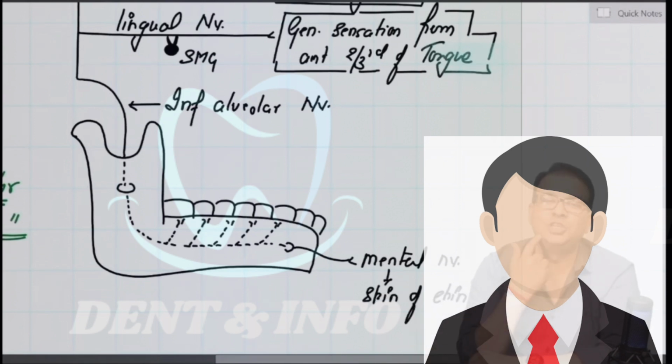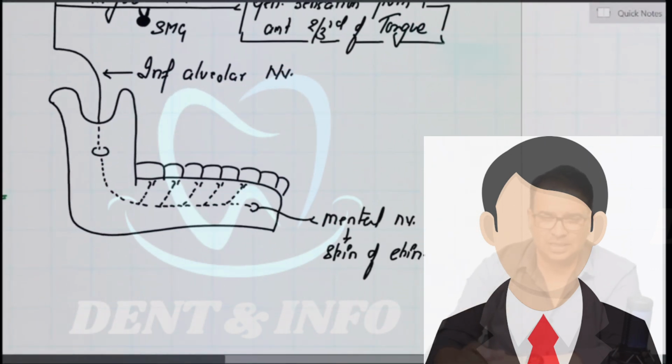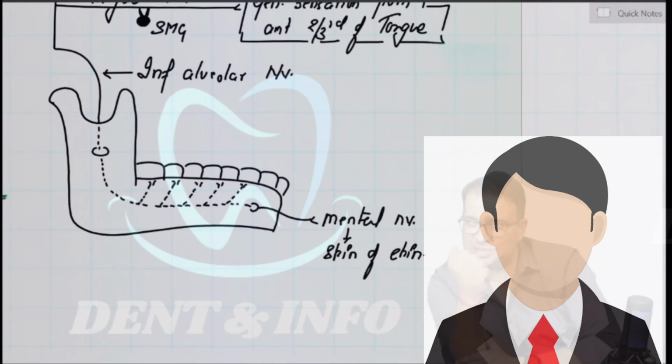Which is supplying the skin of the chin area. Now, this is something which I'm pretty sure all of you must have experienced: the moment you give the anesthetic agent to the inferior alveolar nerve, obviously your lower jaw will get anesthetized, right? But the patient also feels a sensory loss where? On the chin, lower lip. This entire area will have the sensory loss for the moment.